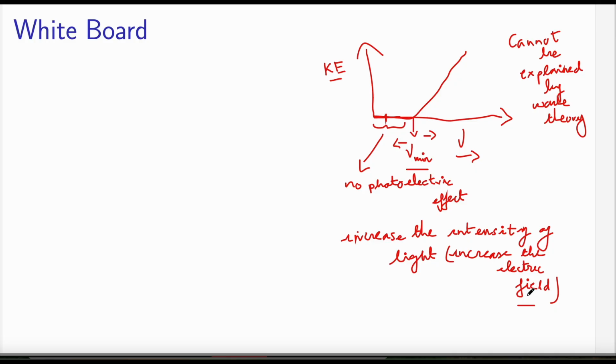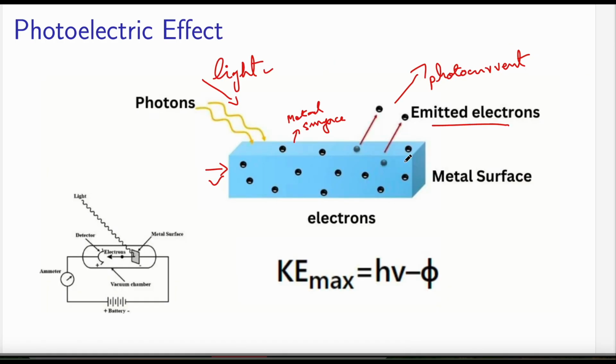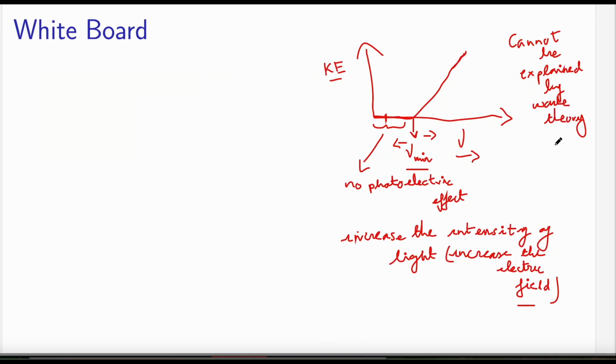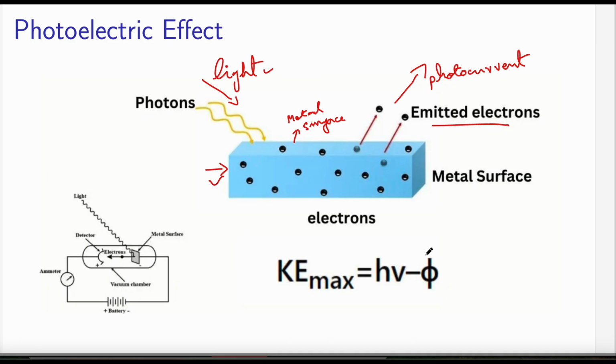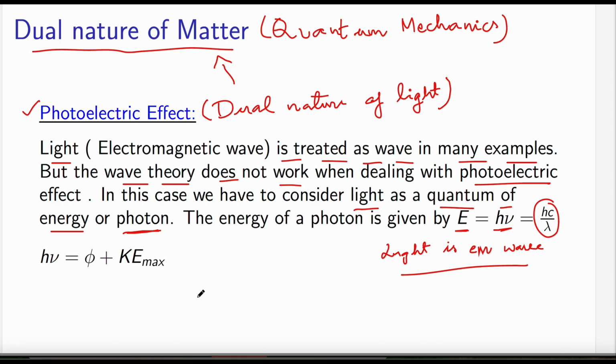So clearly something else is happening, and only if you cross a certain threshold, which is called nu min, then there will be the photoelectric effect, and after that, as you increase the frequency, the kinetic energy of the electrons that are emitted from this surface also keeps increasing. So this could not be explained by wave theory. So for that, Einstein proposed this equation, for which he got the Nobel Prize.